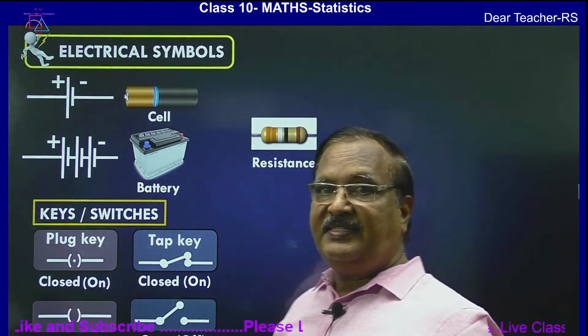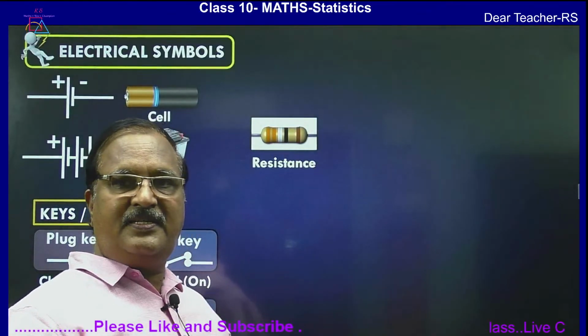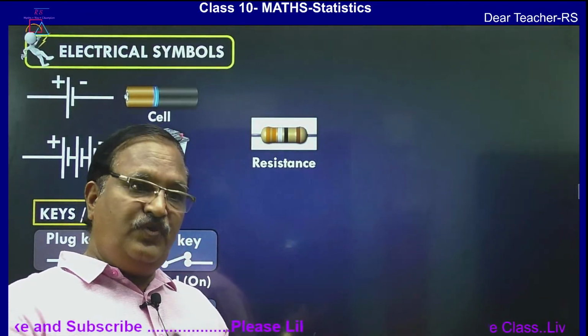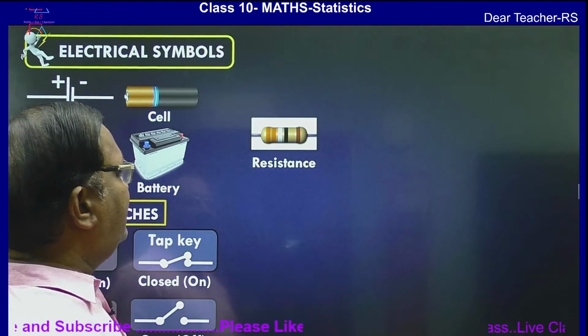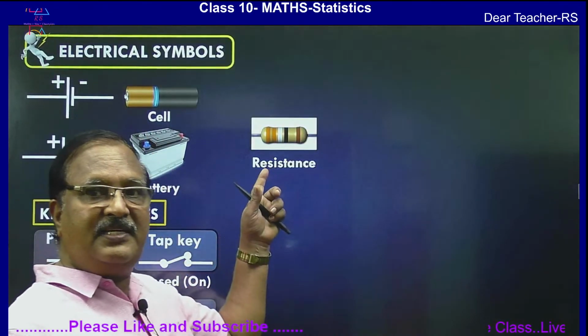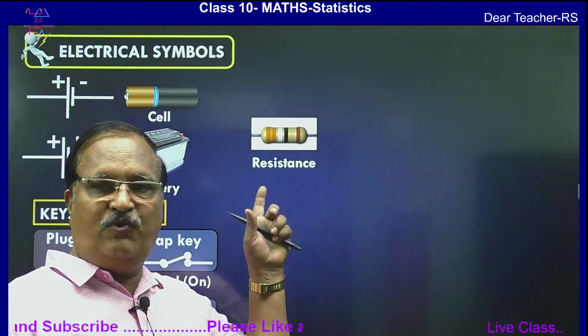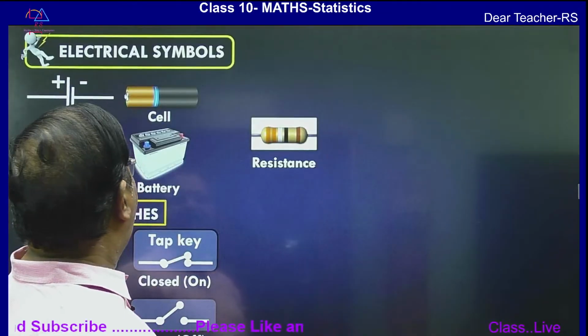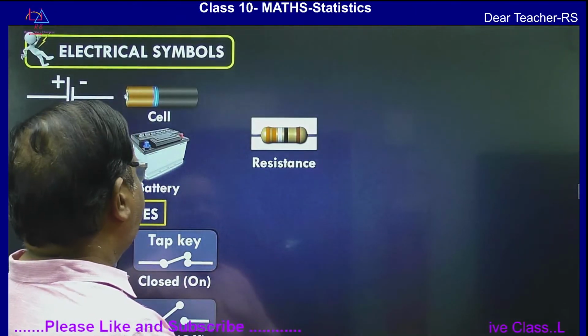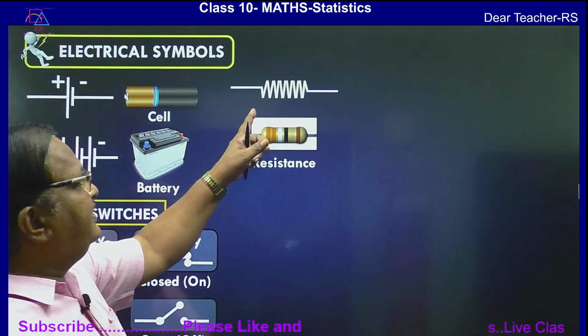Now next one is resistance. Resistance is a material through which the current is passing. Okay, sorry, charge is flowing. It acts as a speed breaker. We have learned in Ohm's law. So resistance or resistor, it will act like a speed breaker, so the symbol is like this.